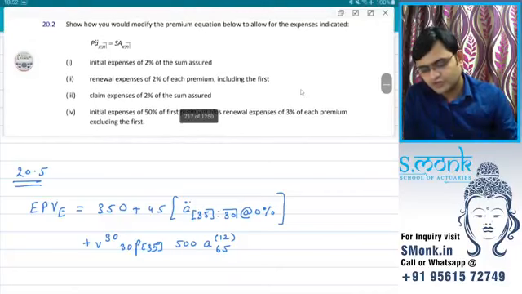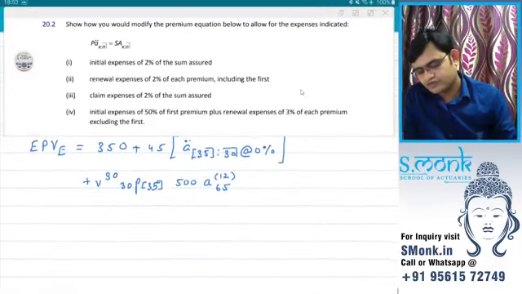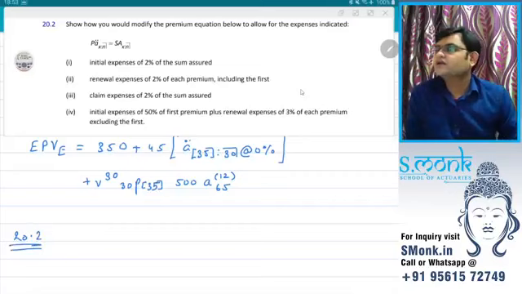Question number 20.2. Okay, question number 20.2. They are saying show how you would modify the premium equation below to allow for the expenses indicated.